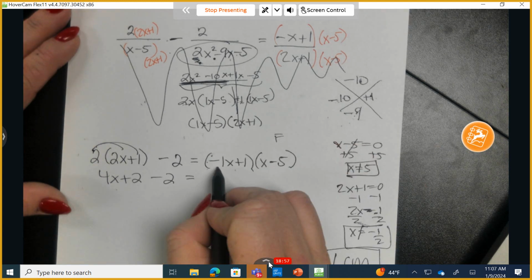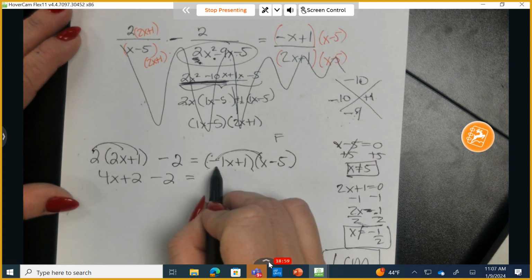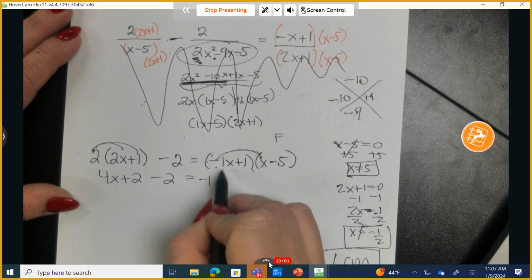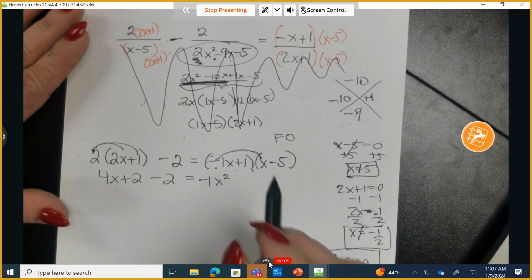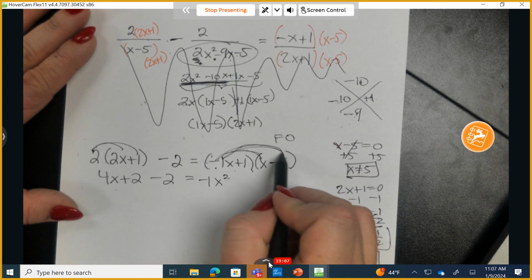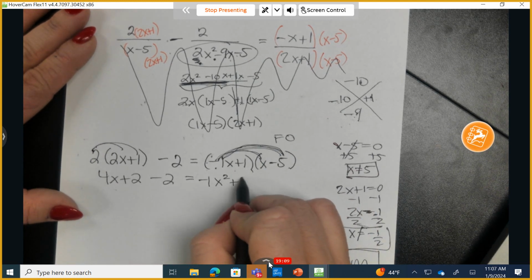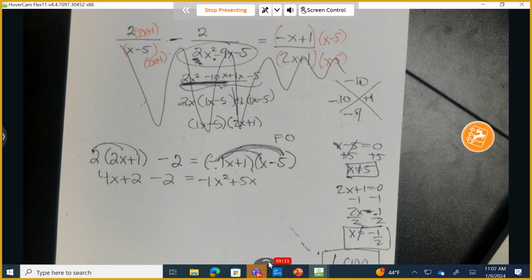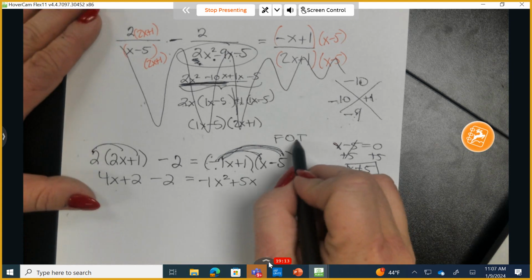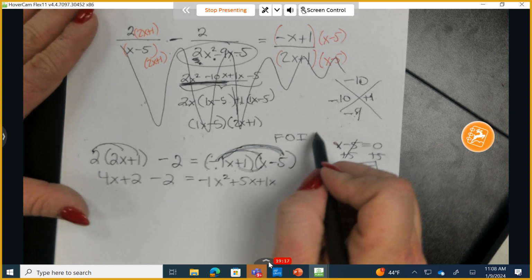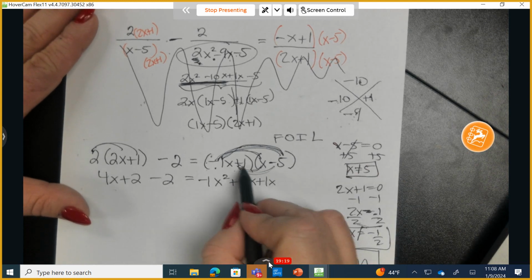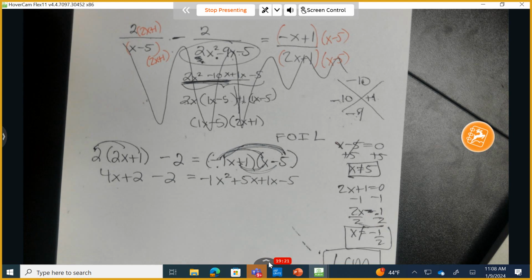So front. When I multiply this, negative 1 times 1 is negative 1, and I have 2 X's, X squared. O is for the outside. Negative 1 times negative 5 is a positive 5, and there's an X. Inside, positive 1 times X is positive 1X. And last, 1 times negative 5 is negative 5.